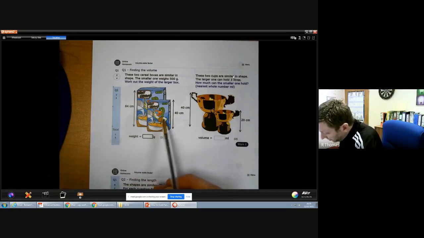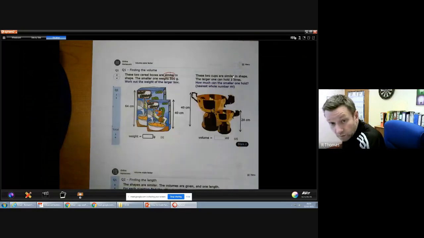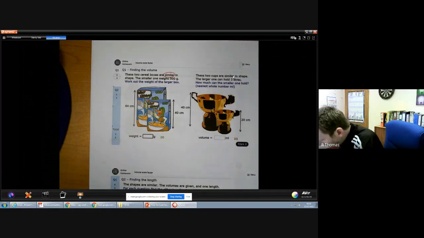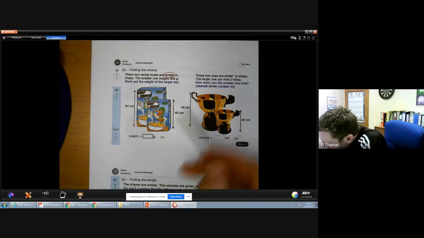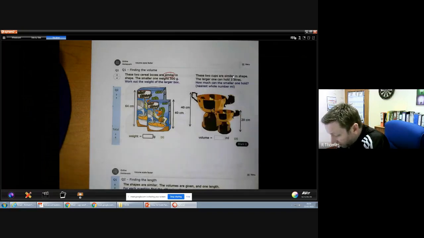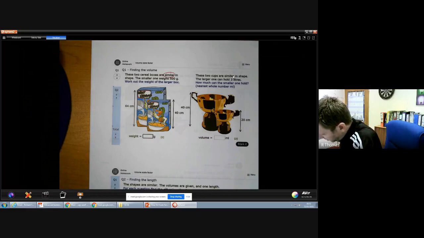So we've got 2 cereal boxes. They are similar. There's the key word. When you see that in your exam, you have to think, right, I'm going into this kind of question. The smaller one weighs 500 grams. Work out the weight of the larger box, right? Now, of course, we assume they have the same density. So the weight is related to volume. So this is a volume factor question, right?